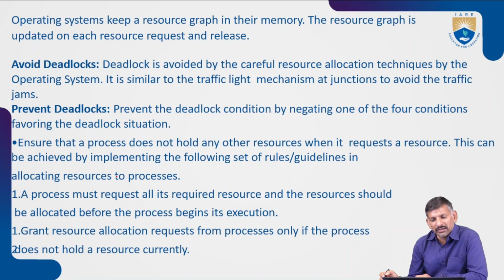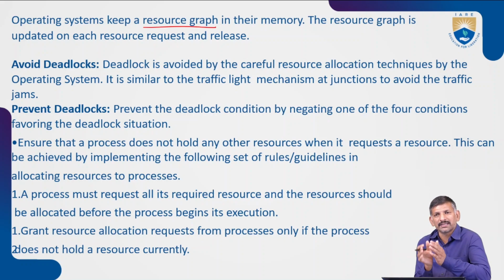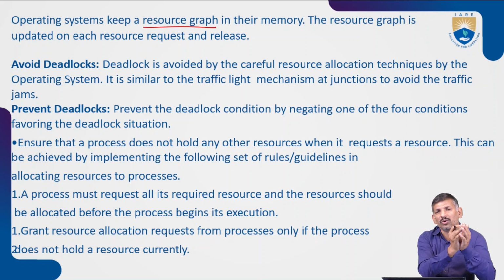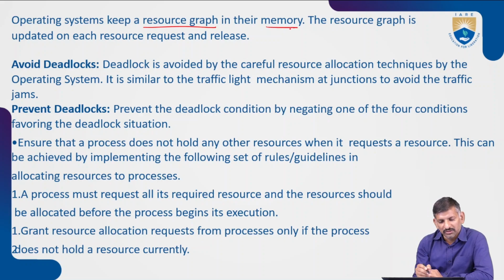The operating system keeps a resource graph in its memory. The resource graph is updated on each resource request and release. Here the resource graph contains the details of which resource is held by which process. Suppose a new process wants a particular resource, at that time it will check whether that resource is available or held by any process. That up-to-date list is available in the memory. So each time the operating system updates that resource graph and releases the resources based on the requests.